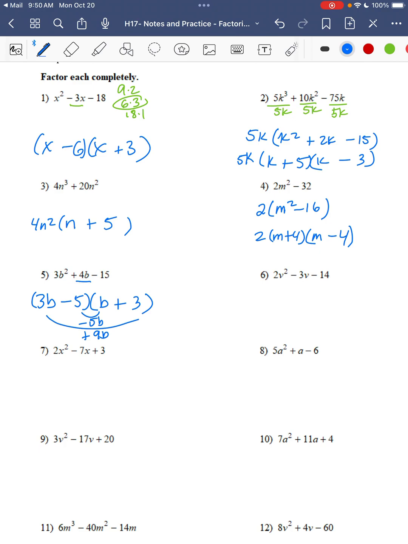All right, same approach here. 2, 3, and 14 have nothing in common. No v's across the whole thing. So I'm getting 2v and v.